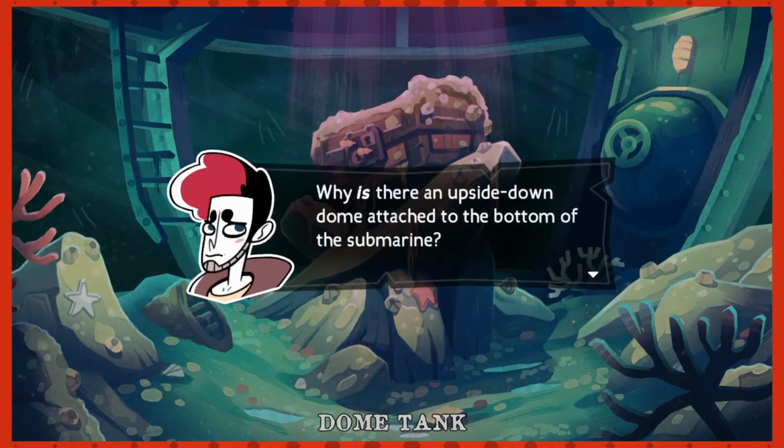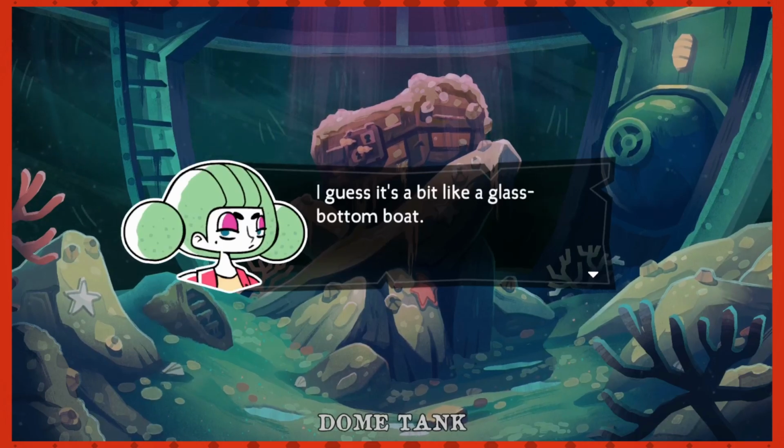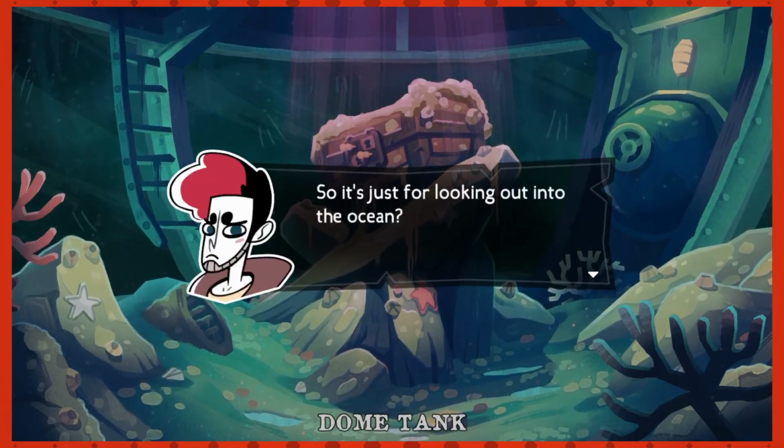Why is there an upside-down dome attached to the bottom of the submarine? I guess it's a bit like a glass-bottom boat. So this is the aquarium that they were keeping the Siltborn Serpent in, or at least planning to. Maybe.